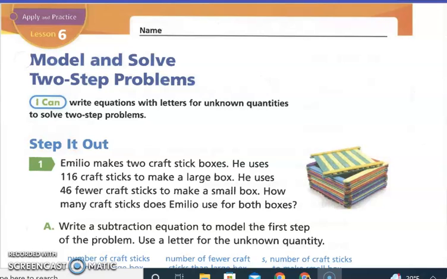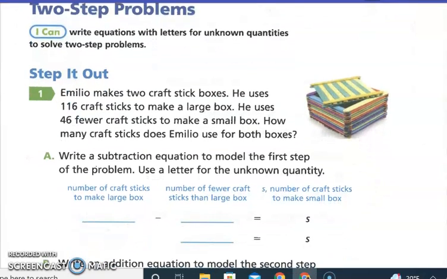Okay, today we're looking at math lesson 10.6. It's the last lesson in your module, so tomorrow you'll do review pages, and then Thursday you'll take a test. So, model and solve two-step problems. We've been doing modeling and solving. Now we just have to figure out the two steps, right? I can write equations with letters or unknown quantities to solve a two-step problem. We've done that, right?